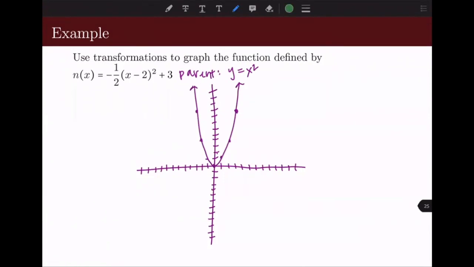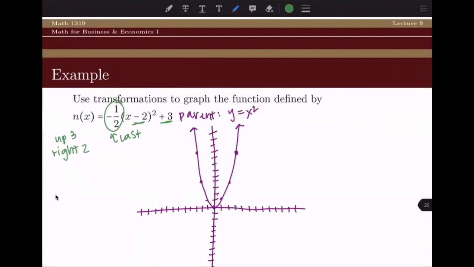Next, I'm going to do an intermediate step. I'm actually going to do something we're familiar with first. So I'm going to shift up 3 and right 2. Okay, so let's start with our vertex point per usual. We're going to go up 3 over 2. Now we need to follow that same suit with every single one of our points that we have on the graph.